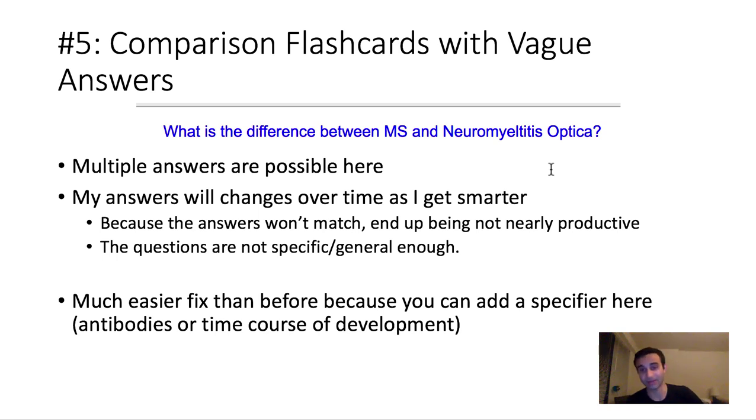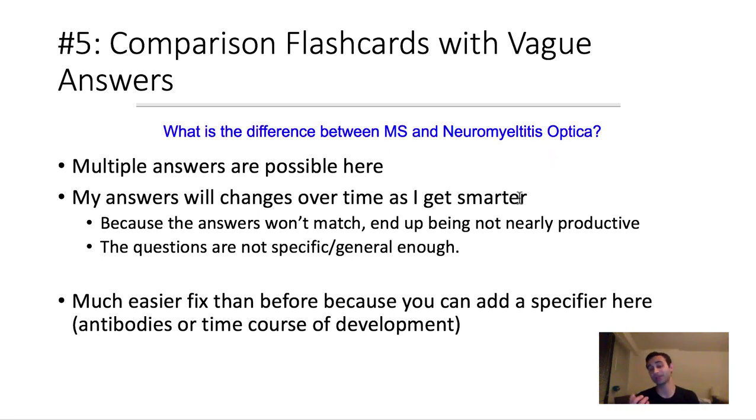And again, as you get smarter, your answers will change. In neurology, you may learn something initially. You'll learn multiple sclerosis is A, B, C, and D, and neuromyelitis optica is A, B, C, and D. But maybe 1 year down the road, you'll learn something else, and you'll learn, oh, there's also this difference. The only thing that's different here, though, is you can fix this because this is just a specific comparison question. So you can add some sort of specifier.